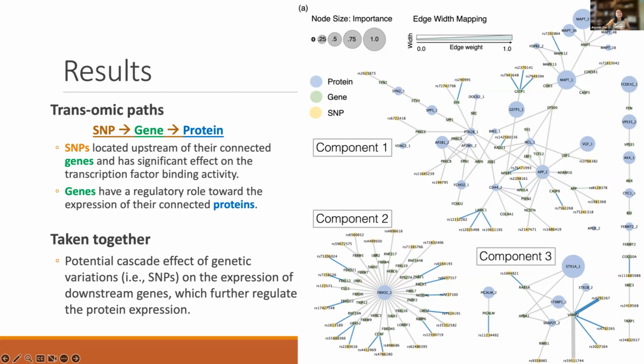That's why when you look at these transomic paths, it's easier for us to interpret why these findings happen. We look at many of these transomic paths, and we can say there might be some cascade effect of genetic variations on the downstream genes that further regulate the protein expression.